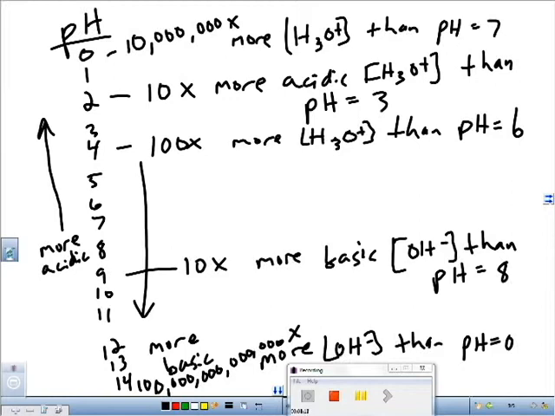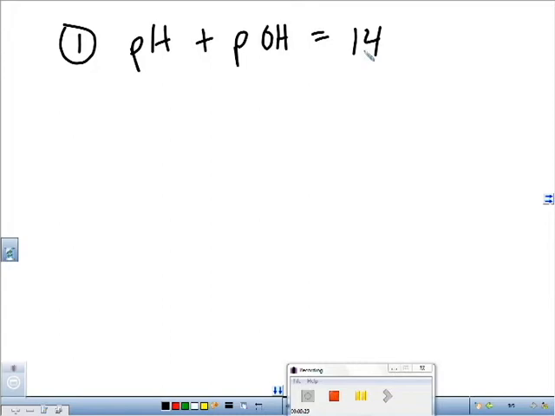All right, let's talk equations. How to calculate this stuff. We're going to have 4 equations that we'll refer to. Equation number 1, pH plus pOH. If I have a neutral solution, what's the pH? 7. If I have a neutral solution, what's the pOH? 7. They add up to 14. And that is always the case, not just if it's neutral. So if I have pH of 2, the pOH will be 12. If I have pH of 0, the pOH will be 14. They always add up to 14.